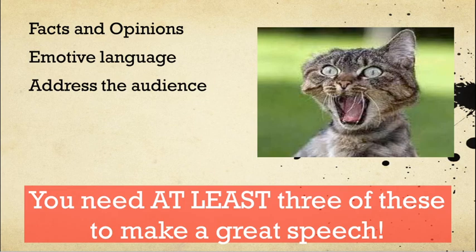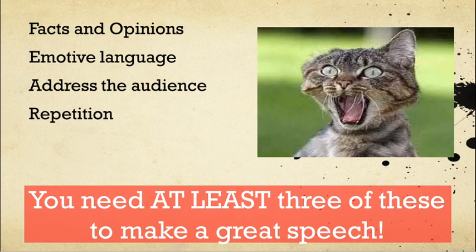Address the audience. In a speech, you are usually standing in front of your audience. They are looking at you and you are looking at them. So you can't pretend they're not there. So you must say, hello, I am here today to talk to you about this. We need to come together. This is down to us talking to them individually or as a group.